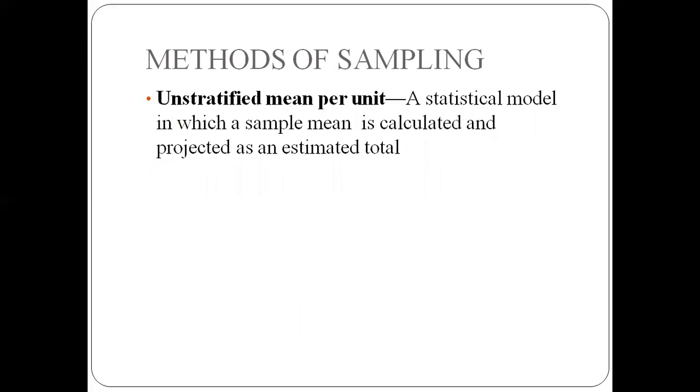Then we have mean per unit. This is basically using the average. Find the average of the population and use that to extrapolate over the entire population. You have 1,000 invoices, right? If you sum the invoices, you get, say, $50 million. So you find the average of the invoice amount. That will give you $5,000.